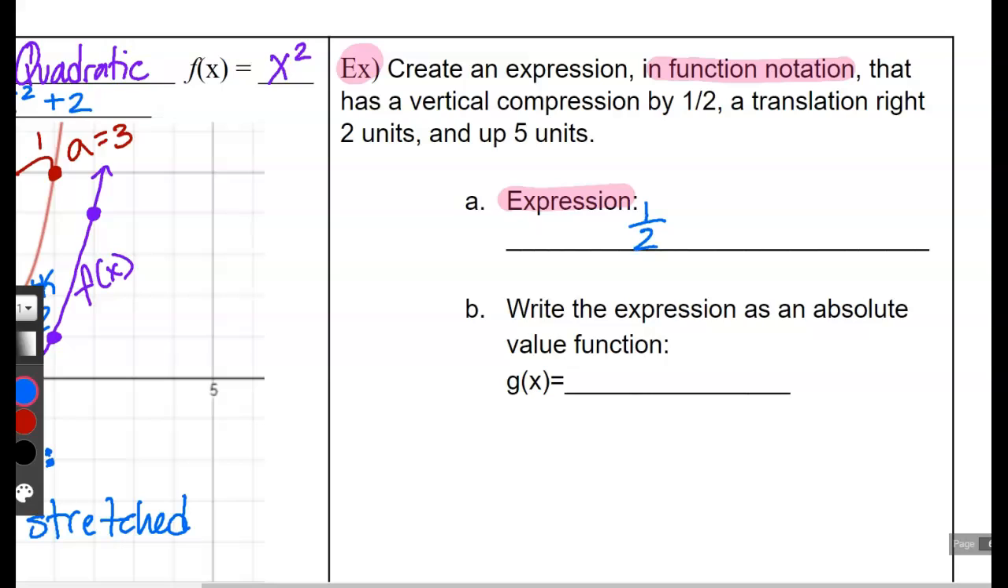Then what came after the 1/2, Elvis? What did you write right after the 1/2 in part A? Perfect. Then we write the function notation. Then what did we write, Isabella? Yes, x minus 2. Because we're going right 2 units. That's where our minus 2 comes from. And then what did we write, Kennedy? Plus 5. Perfect. That is our expression in function notation.